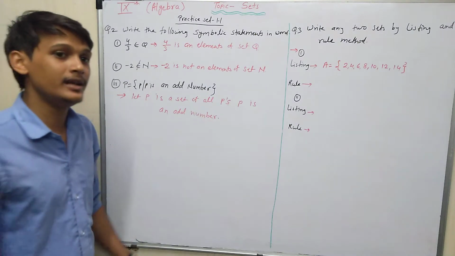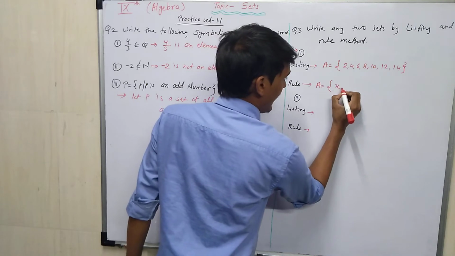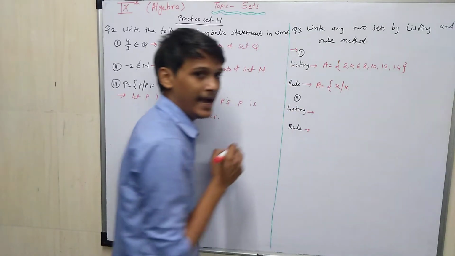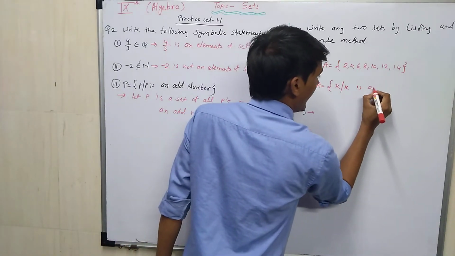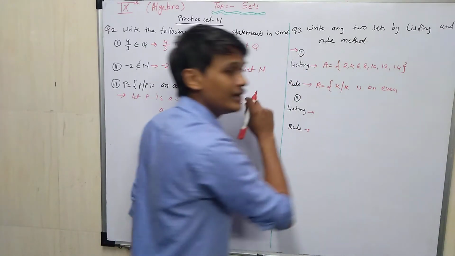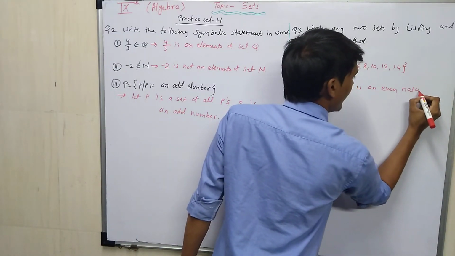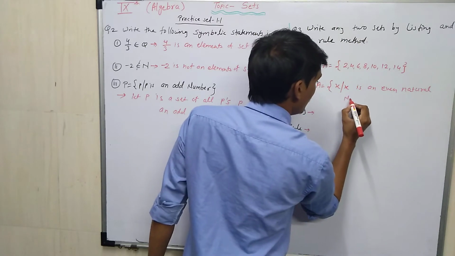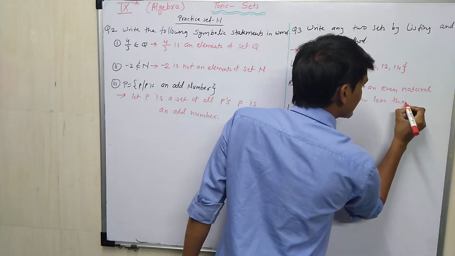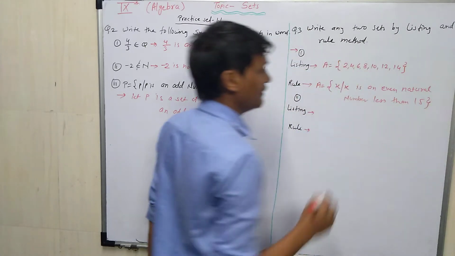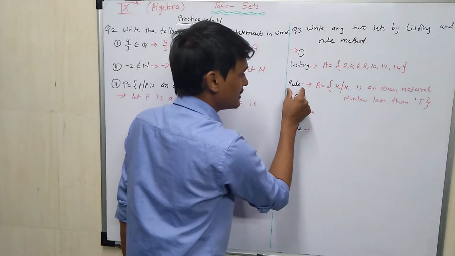How to write it in rule method? A is equal to {x such that x is an even natural number less than 15}. Got it? You look here, this is listing method, this is rule method.